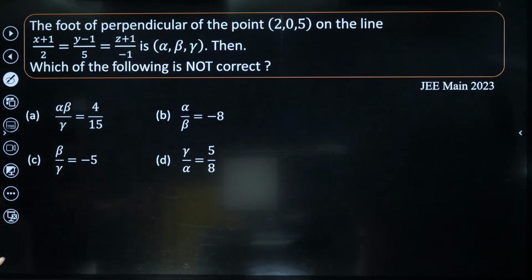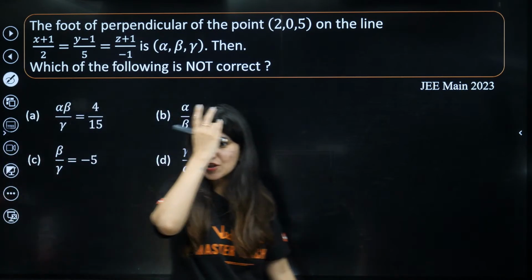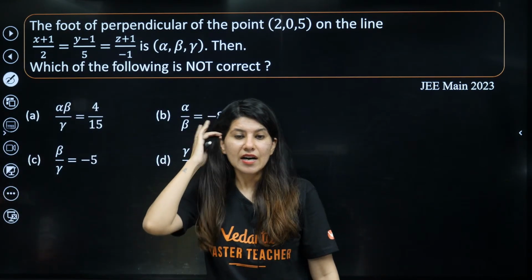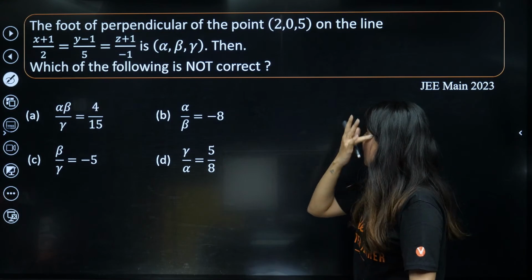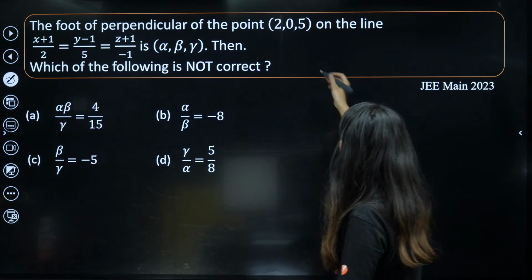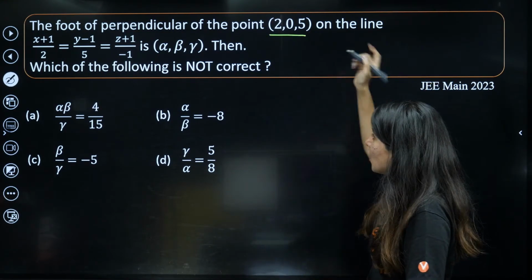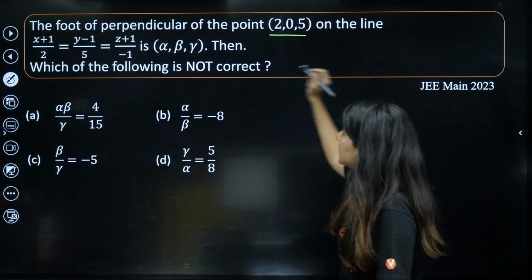Okay, so another question for you, Chaya, specially. The foot of perpendicular of the point 2, 0, 5 on this line is this.